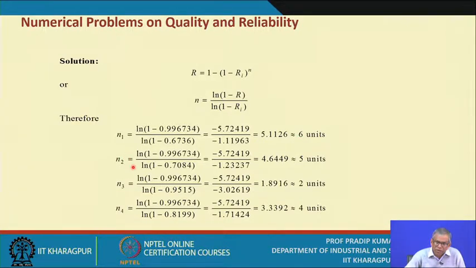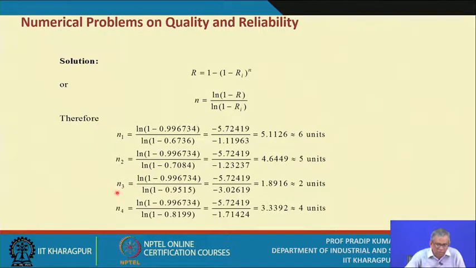Similarly for the next subsystem, this is your desired value and this is your actual value as of now. So what is the corresponding value of n2? I have already given the expression for r, so here the unknown is small n. How many components do you require? You require 4.6449, and that means 5 units.